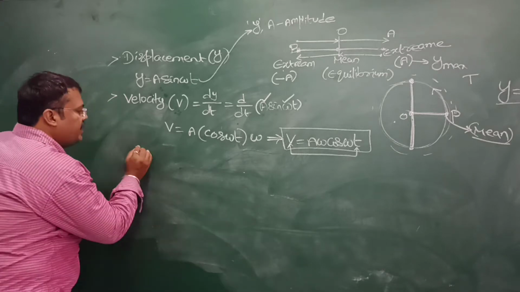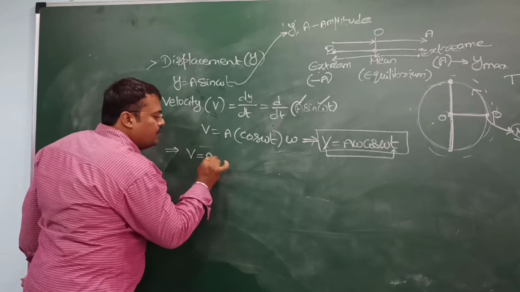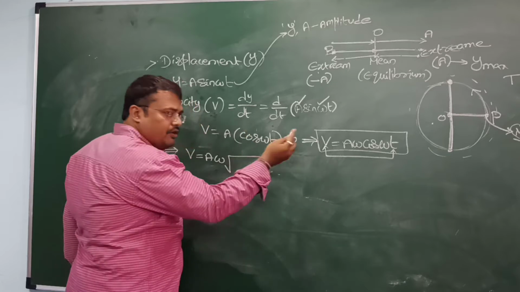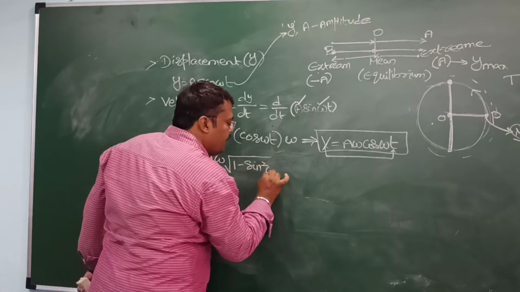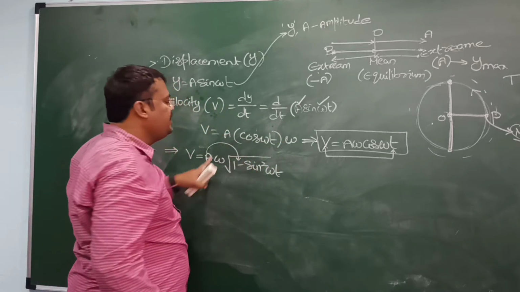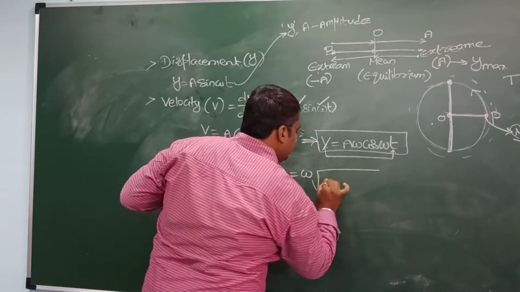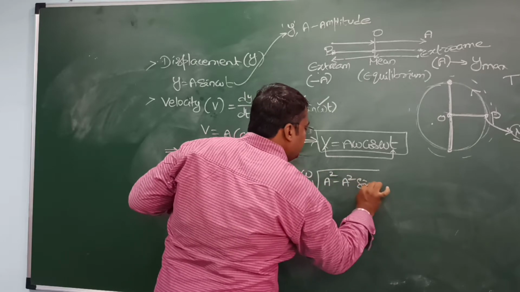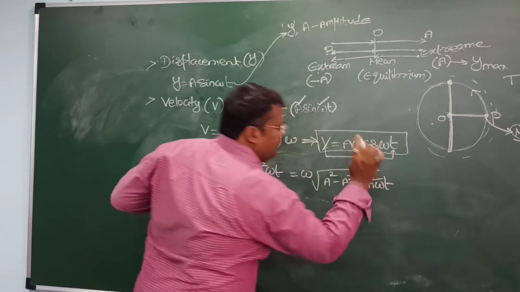Now let us rewrite the equation in another form. v is equal to A omega cos omega t. We write it another way, using cos omega t equals the square root of 1 minus sin square omega t. Let us take the amplitude inside, then you will get omega square root of A square minus A square sin square omega t.